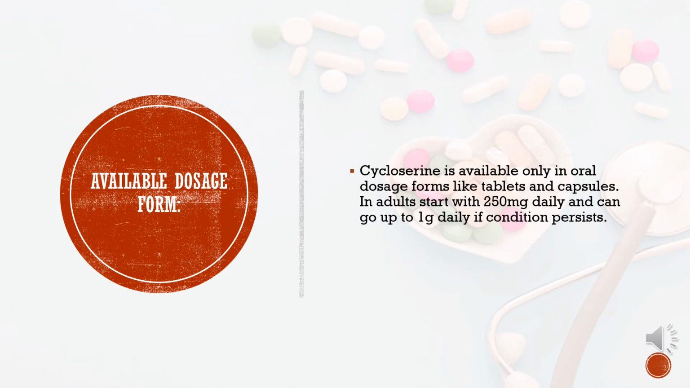Cycloserine is only available in oral dosage forms like tablets and capsules. It is not available in solution or parenteral form, so it will be given in tablet or capsule form only.